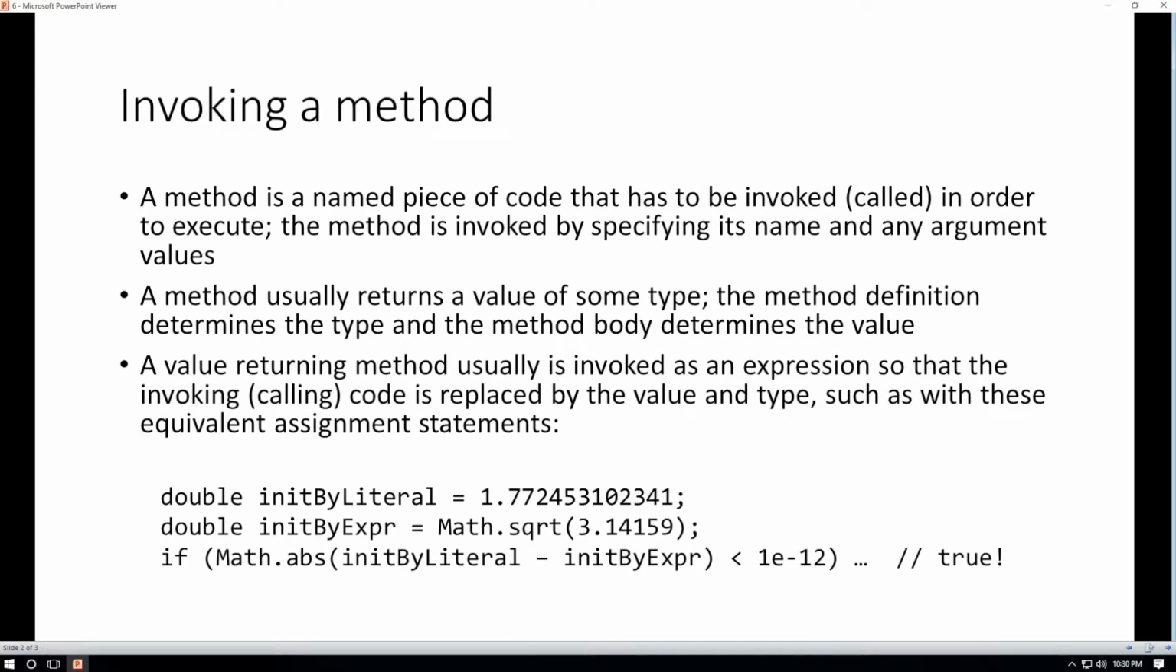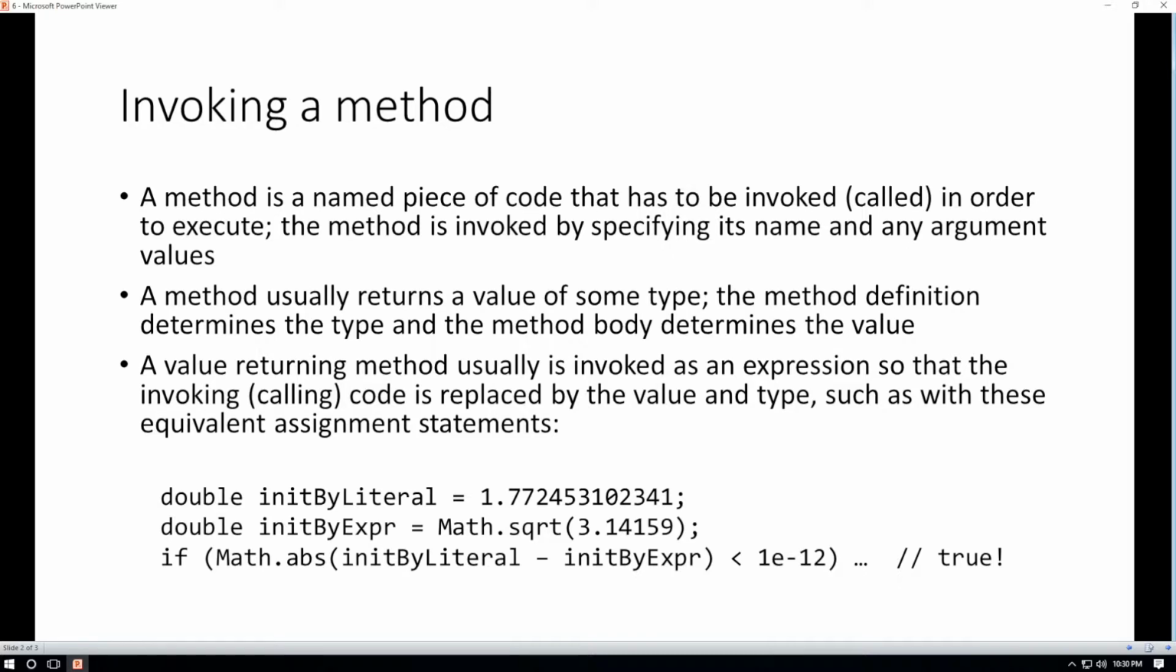We've done the example before of a square root. We expect that to return a value, which is the square root of the number we tell it that we want. The method definition itself determines what that type will be, and code in the method body determines what the value will be. It is an expression. The type is defined and the value is computed. The code conceptually is simply replaced by the value.